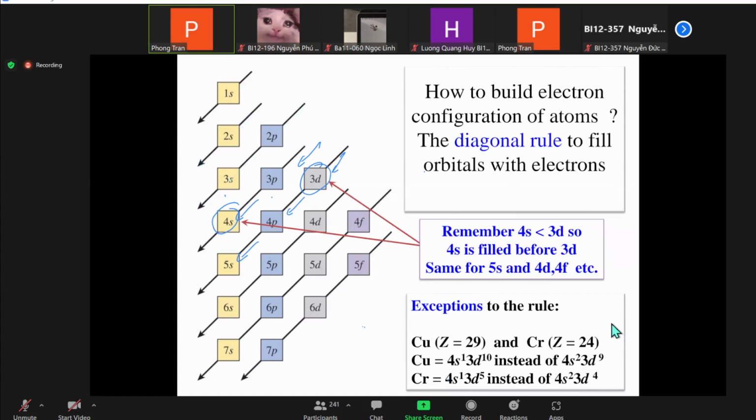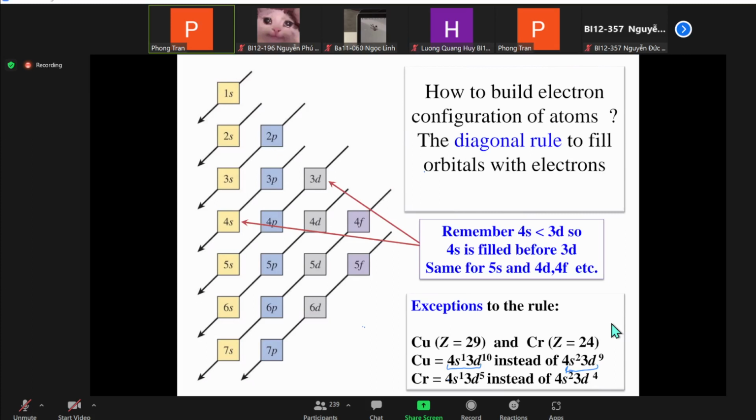But you will have some exceptions. In chemistry, I'm so sorry to say that, you will have a lot of exceptions. So for example, the case of copper, if you fill by using this diagram, you will have this electron configuration because it will fill 4s before 3d. But in reality, people use this electron configuration.